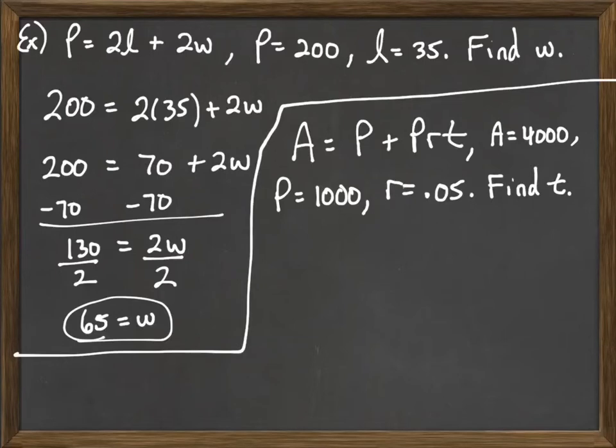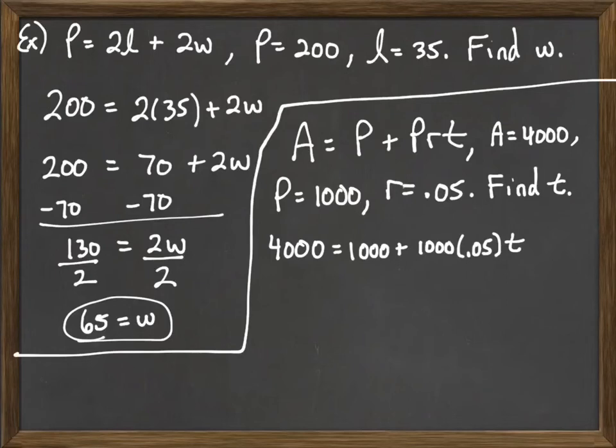So just like in the last example here, the first step is to go in and replace each variable with what it is. So A will become 4,000, P will become 1,000, so the first time I see it, 1,000. And the second time I see it, I put in 1,000. Now that's PRT. Remember, when variables are next to each other, they're multiplying. So that's going to be 0.05 put in for R. And then T, of course, is the variable that I don't know.